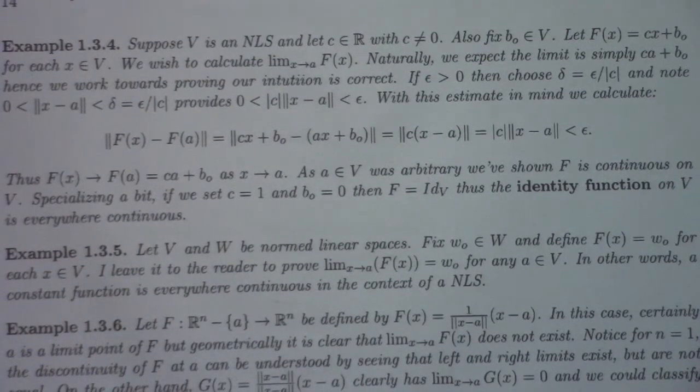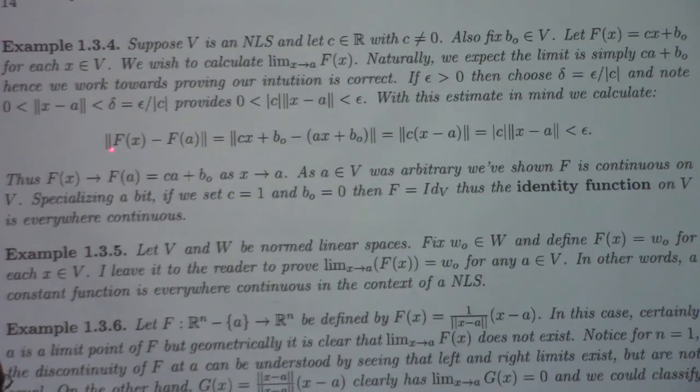So some easy examples. If you have an affine function, like f of x is cx plus b naught, where c is a real constant and b naught is a fixed vector in V, then we can calculate the limit as x goes to a. What I'll do is I'll pick delta. I'll assume c is not 0, so I can put delta as epsilon over c.